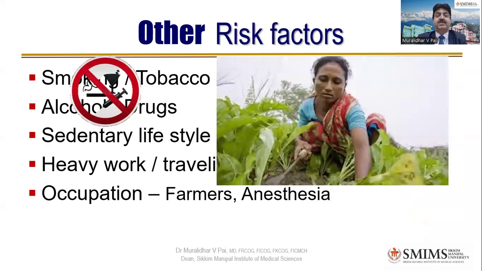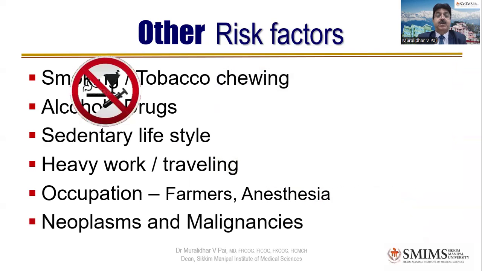Occupation: farmers run the risk of hookworm infestation if they work barefoot in the farms, and they will run a risk of anemia. Anesthesiologists run a risk of FGR because they will be inhaling all sorts of fumes and other things. Neoplasms and malignancies are not uncommon nowadays. So if they are present during pregnancy, we will be in a dilemma whether to abort, whether to go ahead, whether or when to give chemotherapy, whether to deliver them early. So a whole lot of risk factors are there.